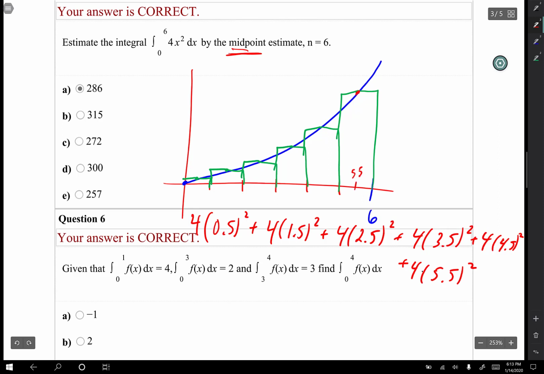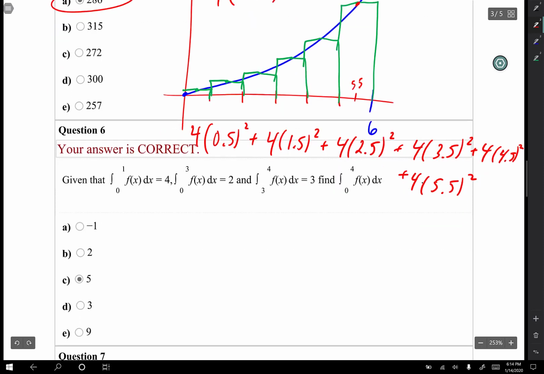Okay, I'm going to factor out a 4, and I'm just going to type it in like that in my calculator. So, 0.5 squared plus 1.5 squared plus 2.5 squared, 3.5 squared plus 4.5 squared plus 5.5 squared. And then I get 71.5, and I'm going to multiply that by 4. So 286. Cool. Alright guys, here we go.